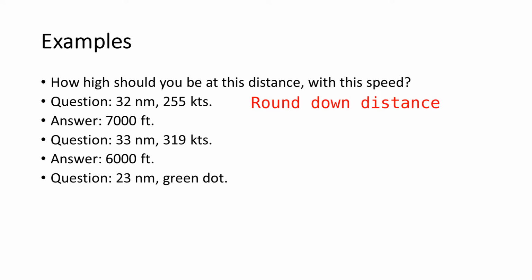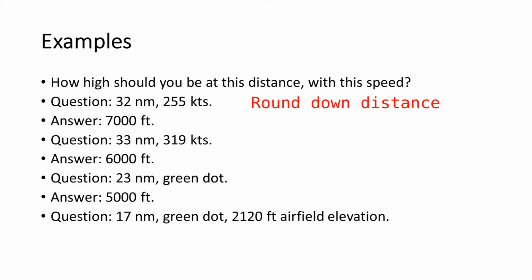Next question. You are 23 miles and you're flying at green dot speed. How high should you be? The answer, you should be at 5,000 feet. Next question. You are at 17 miles flying at green dot speed and the airport elevation is at 2,120 feet. The answer, you should be at 5,500 feet using rounded figures.